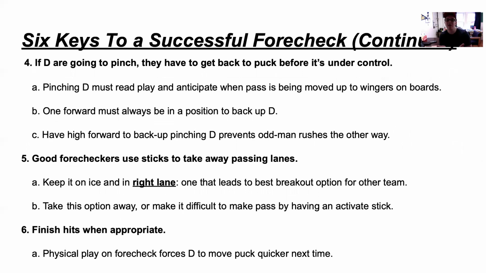Like we talked about in the other chapters, if one of the D goes down low, the closest forward will have to come up and cover his or her position. That way we have 2 D and then we have 3 offensive people in the zone.